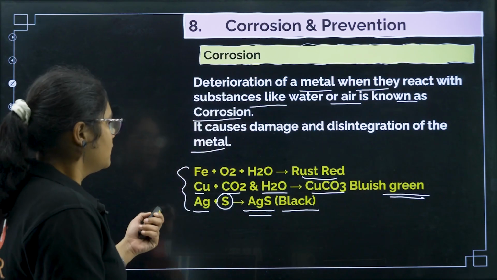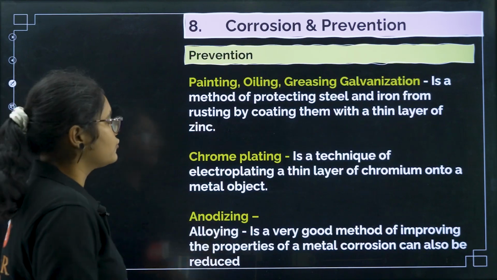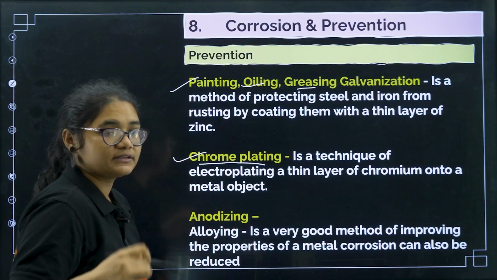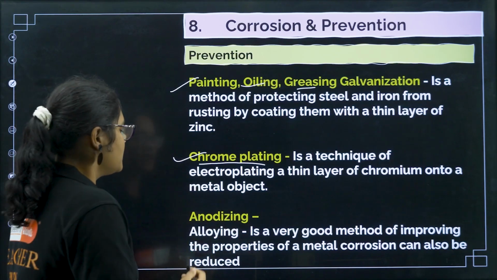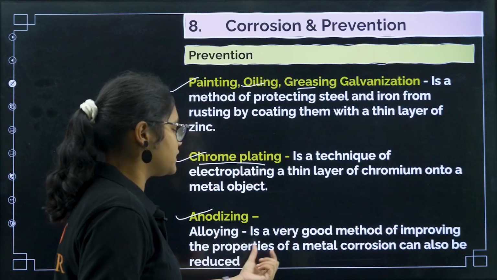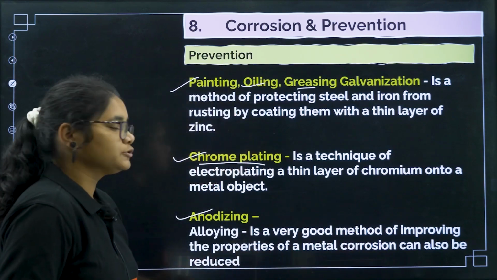Next, silver reacts with sulfur to give silver sulfide, which is black in colour. Next, how can we prevent corrosion? By painting, oiling, greasing. Then you can do chrome plating, where you cover the surface of the metal with chromium. Anodizing or alloying is a very good method of improving the properties of a metal. Corrosion can also be reduced.